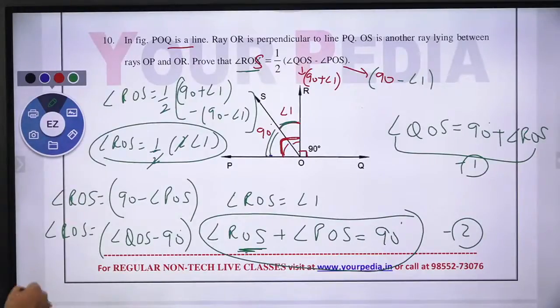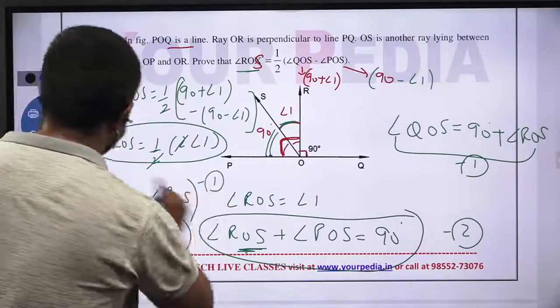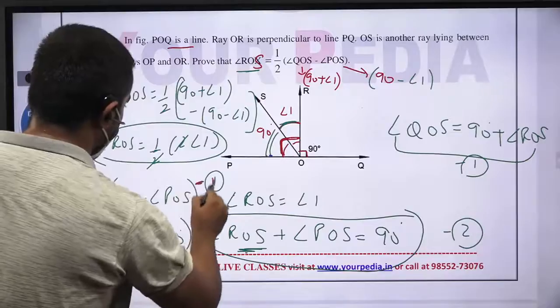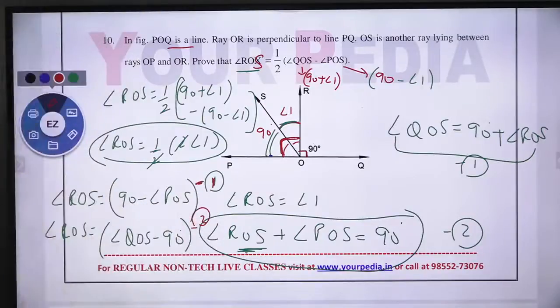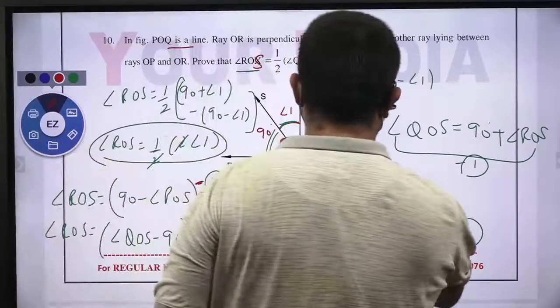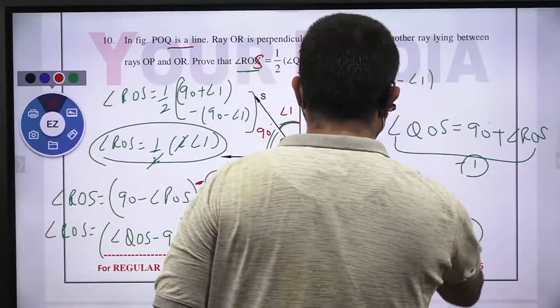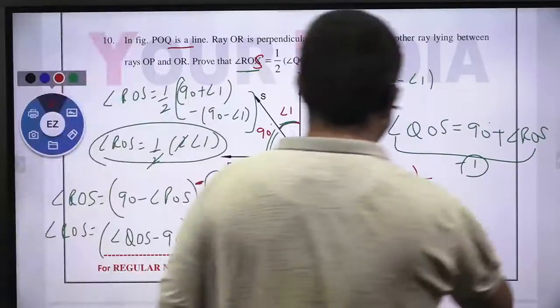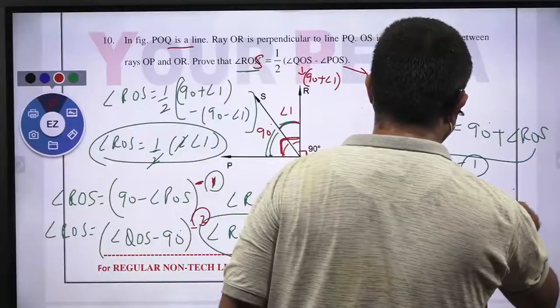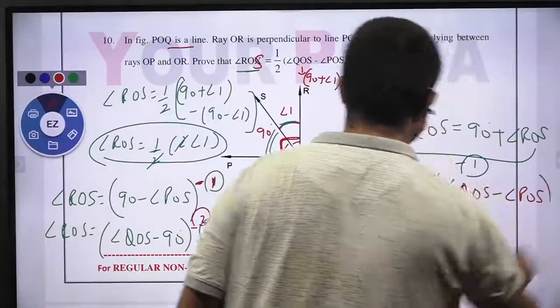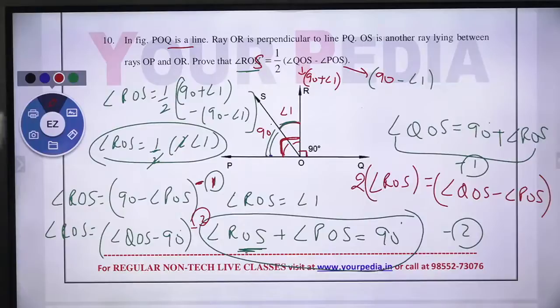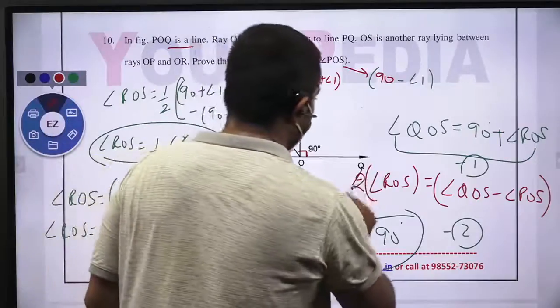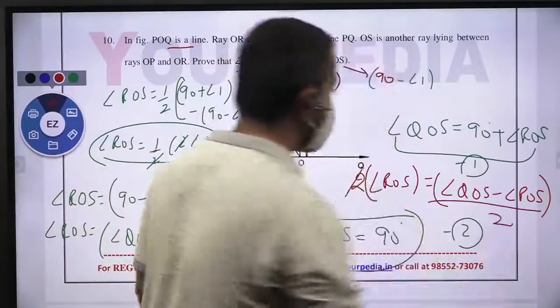Now, can we add these two equations? This is 1 and this is 2. If you add these two equations, it will become 2 times angle ROS, and 90 minus 90 will get subtracted, so that will be angle QOS minus angle POS. Yes or no? And this 2 will come here. So that's true.